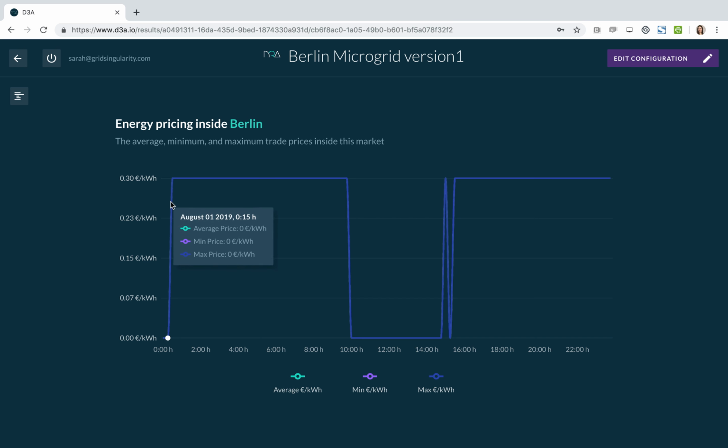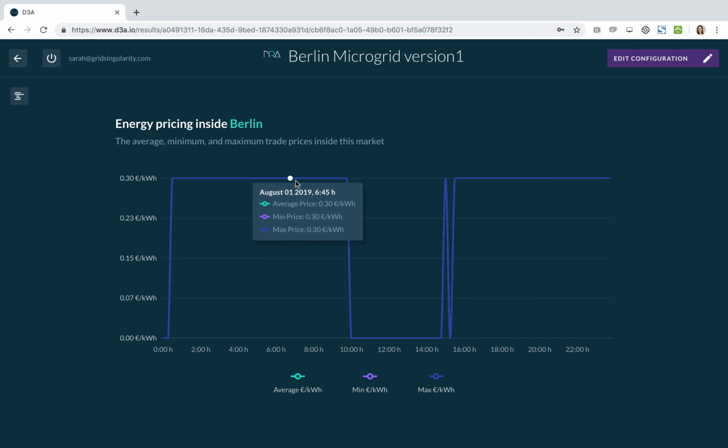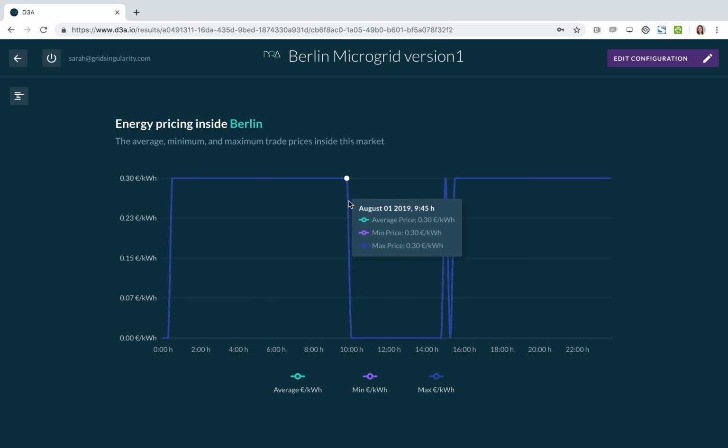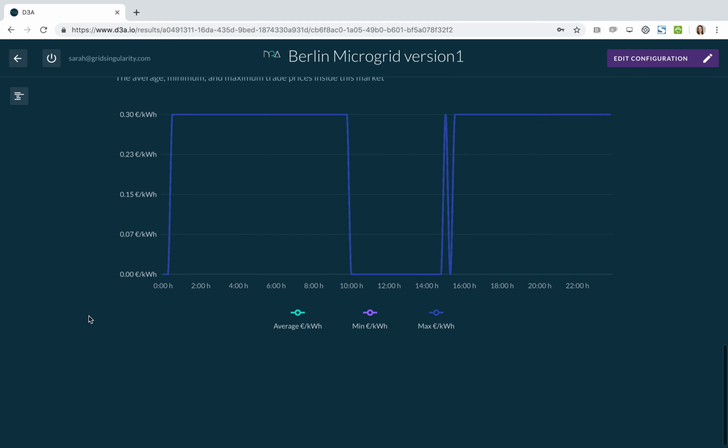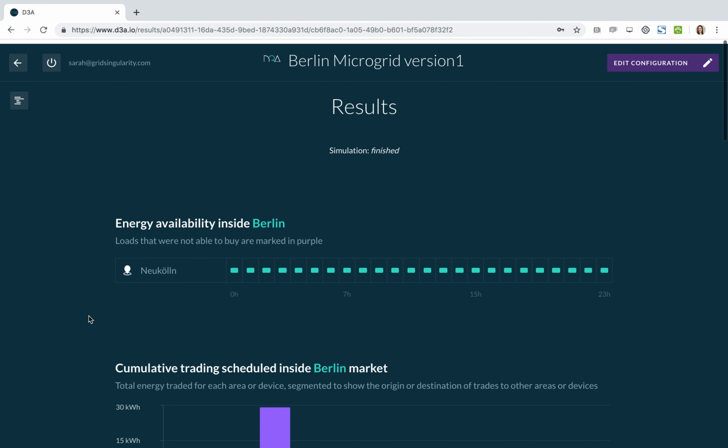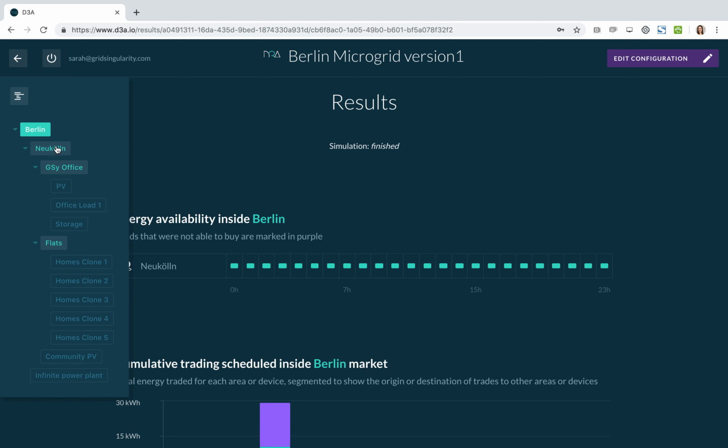So we'll be able to see how the price fluctuates depending on if a selling device had to lower its price in order to get a load or a consuming device to buy. So we can see if there's any difference in the average price, if there are also lower or higher prices during a specific energy slot. So next, let's look through the breadcrumb.